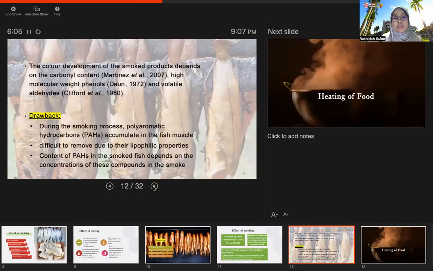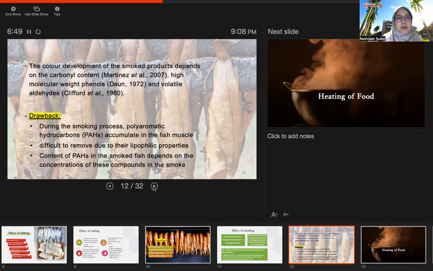The color development of the smoked products will depend on the carbonyl content, the C double bond O, high molecular weight phenols, and volatile aldehydes. These are chemical components, as we know that food is made up of all these chemical components. These chemical components will have an effect on the development of the smoked products. Number one is the carbonyl content, number two is the phenols, and number three are the volatile aldehydes. Volatile aldehydes will be volatile because we use high temperature, so it will produce more volatiles.